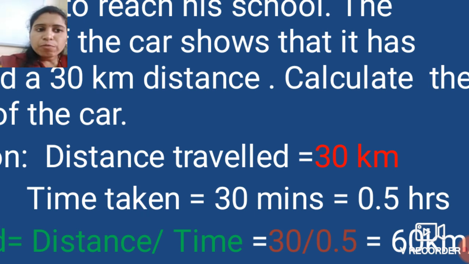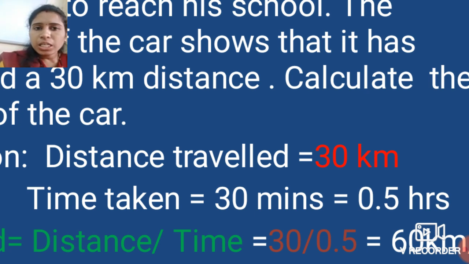Okay students, if there is meter, then we can convert time into second, because meter per second is also a unit of speed. But here we have been given the distance traveled in kilometer, so we can convert our time into hours. See over here, time taken is in minutes, 30 minutes. So we have to convert these 30 minutes into hours.